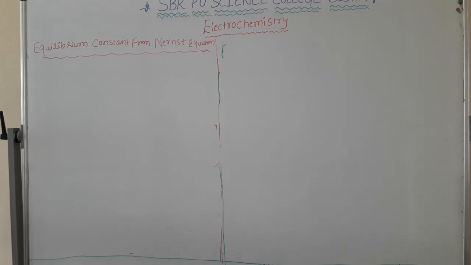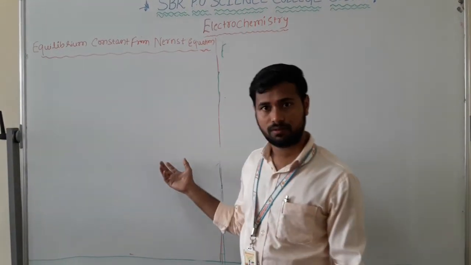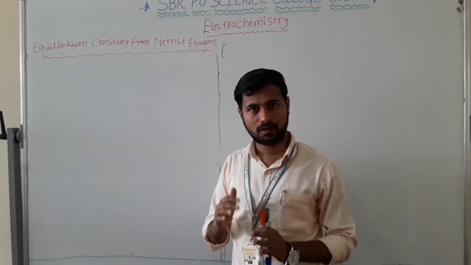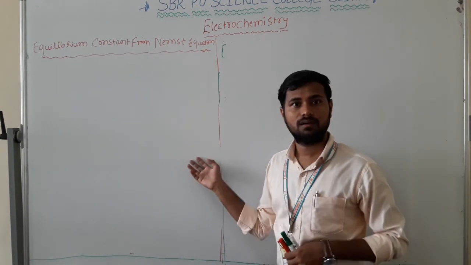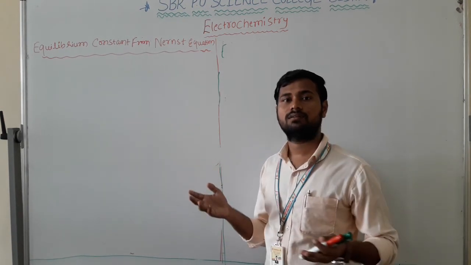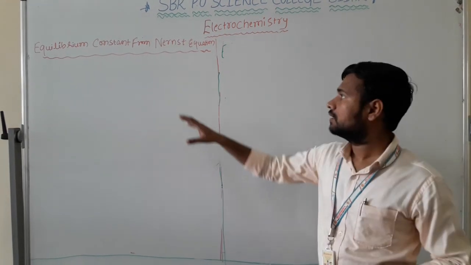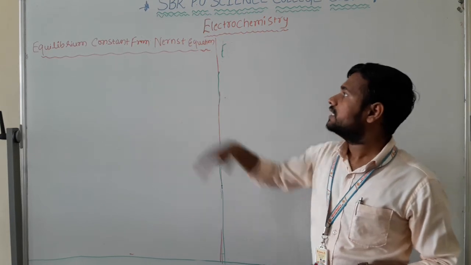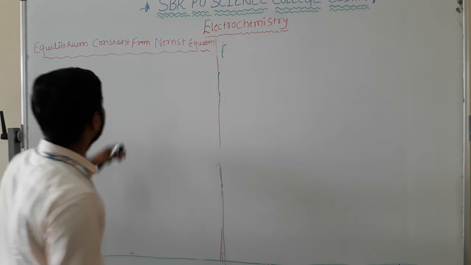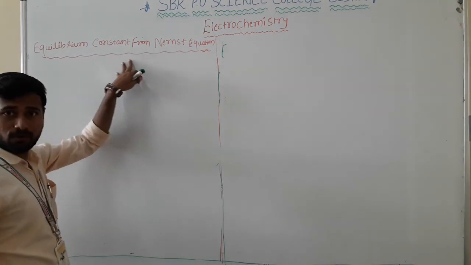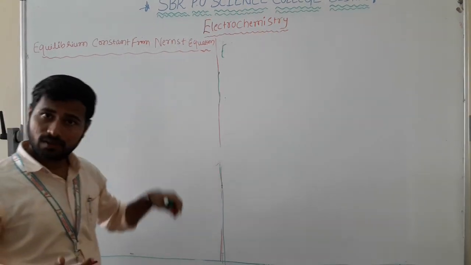Okay, students, after completing some problems on the Nernst equation, which belongs to the half cell and also the complete cell, or galvanic cell, for calculating cell potential by the Nernst equation, we have another important expression or derivation, that is the equilibrium constant from the Nernst equation. We are going to derive a Nernst equation for the equilibrium constant. Why are we deriving this? Let us see.